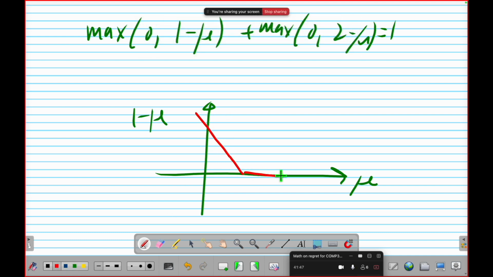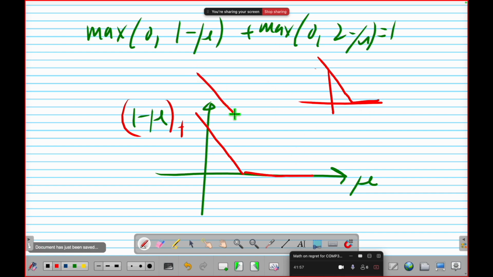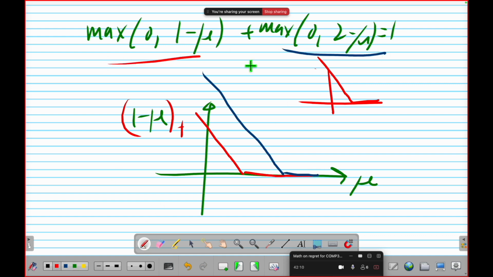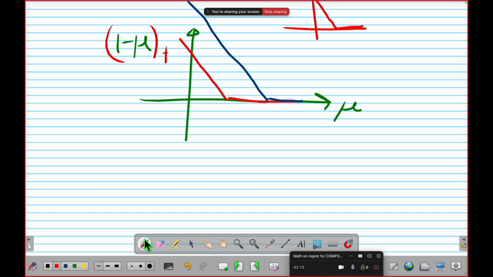This is this, right? What about this one? Well, same, but taller. Okay. So now if I add them up, I will have 2 minus mu. This is 2 minus mu, right? Okay, let me change color. In blue. Okay, 2 minus mu. Let's say like this. So this is the blue part. This is the red part. What about the whole thing? The whole thing will be that both of them add up, right?